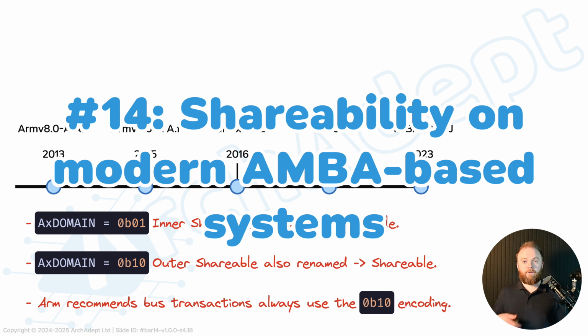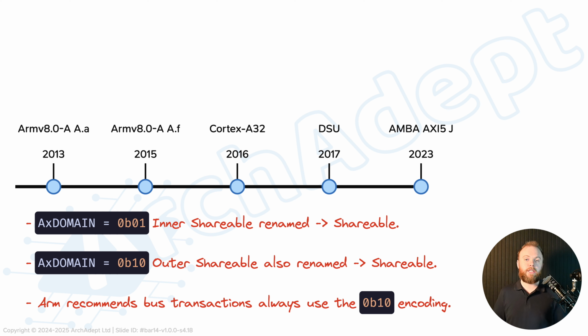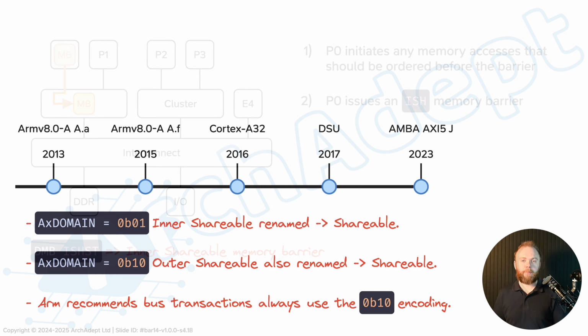And indeed, fast forwarding to the much more recent past in 2023 with the J release of the AMBA AXI5 protocol specification, ARM has actually entirely removed support for distinguishing between inner and outer shareable at the interconnect level. So the AMBA bus architecture's transaction encodings for inner shareable and outer shareable were both renamed to just shareable, and ARM now recommends always using the 0b10 encoding, which is what used to be outer shareable.